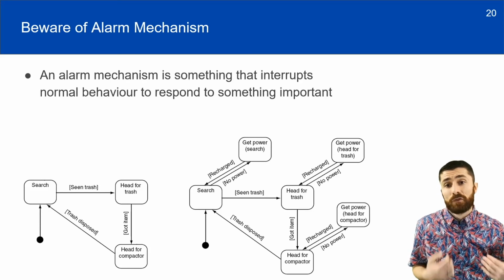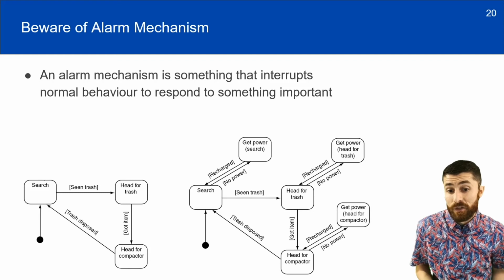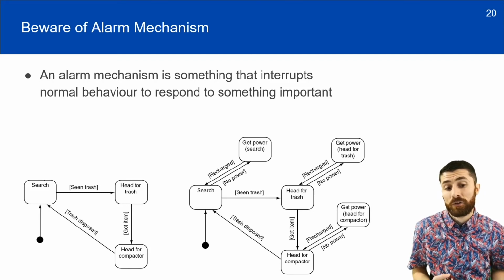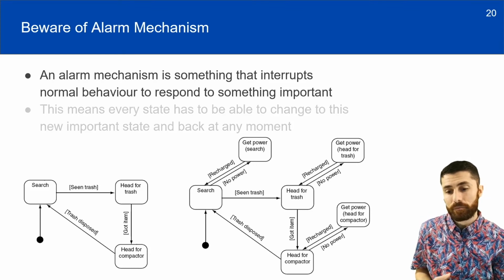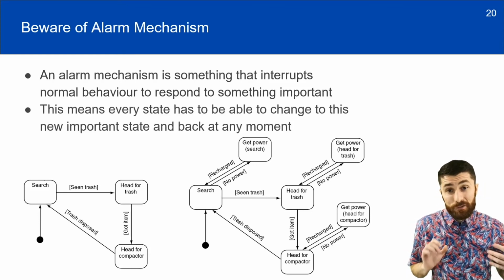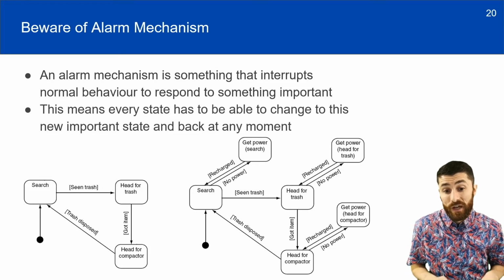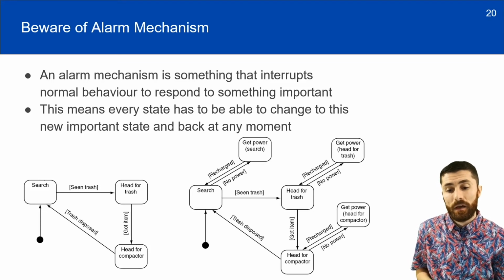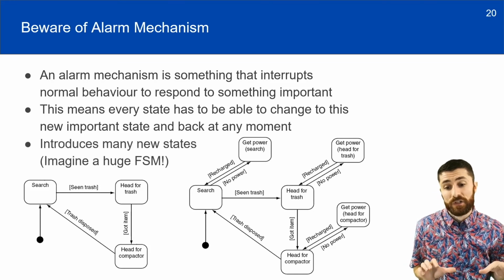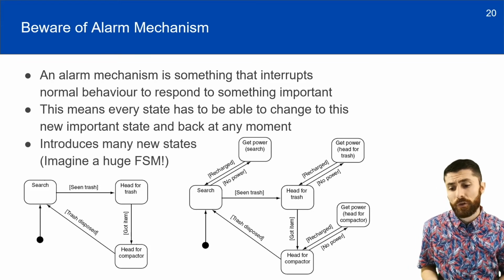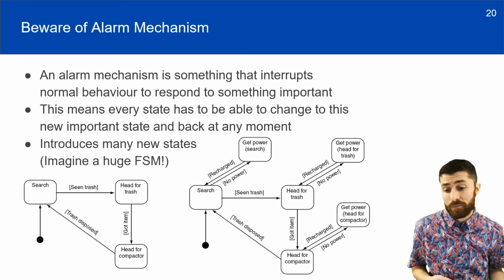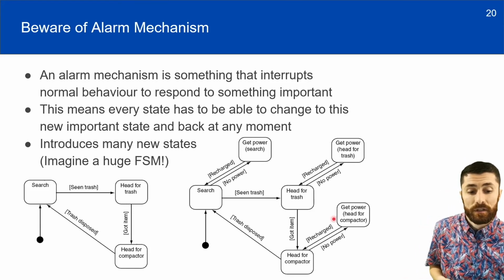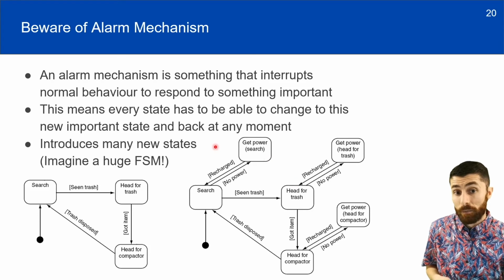This is something that interrupts the normal behavior of a finite state machine, and it causes every single state to have to respond to something that's important. Therefore, that means every single state has to be able to change to that important state and back again at any moment in time. And we have these two state machines at the bottom here. So the first one is without the alarm mechanism, the one in the bottom left corner. And the one on the right side of the screen, you can see has this alarm mechanism.